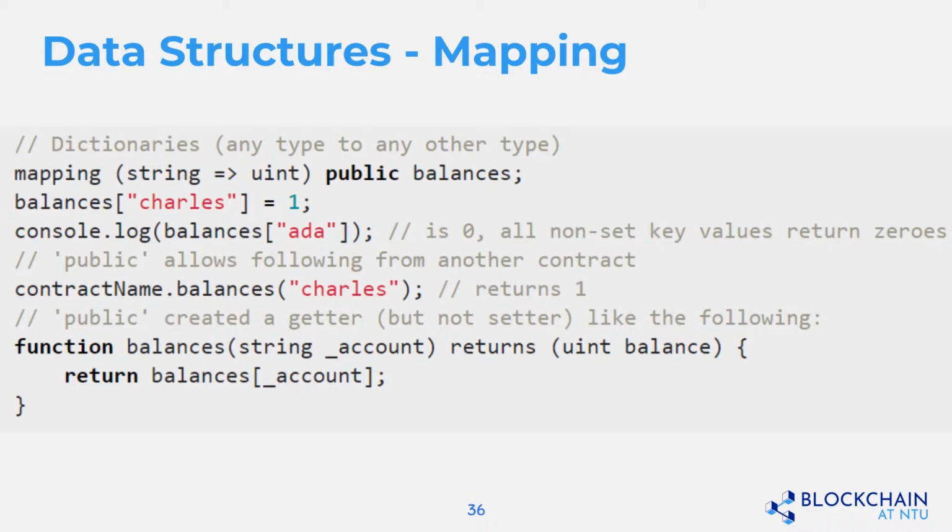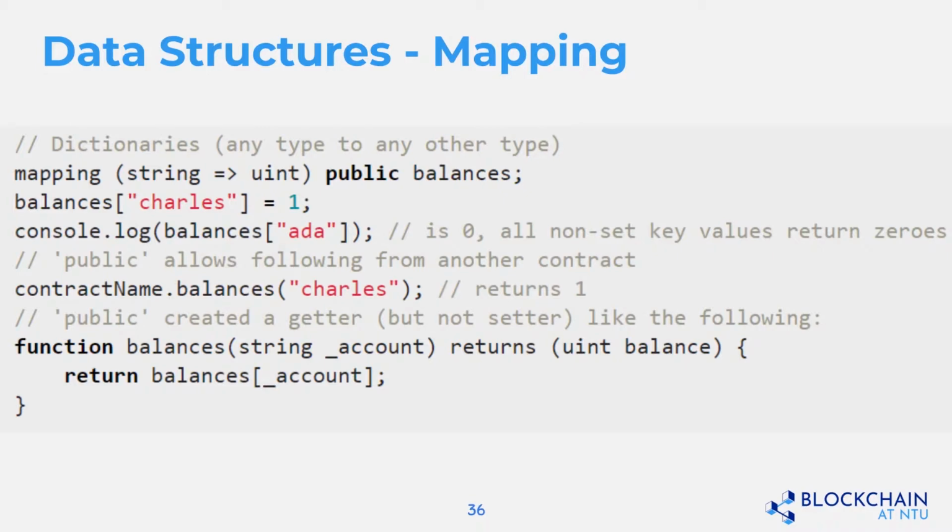How do you know that Ada is not already stored in it? If it's not inside, it just returns you 0. If it's inside, then it returns whatever value was stored in the mapping.